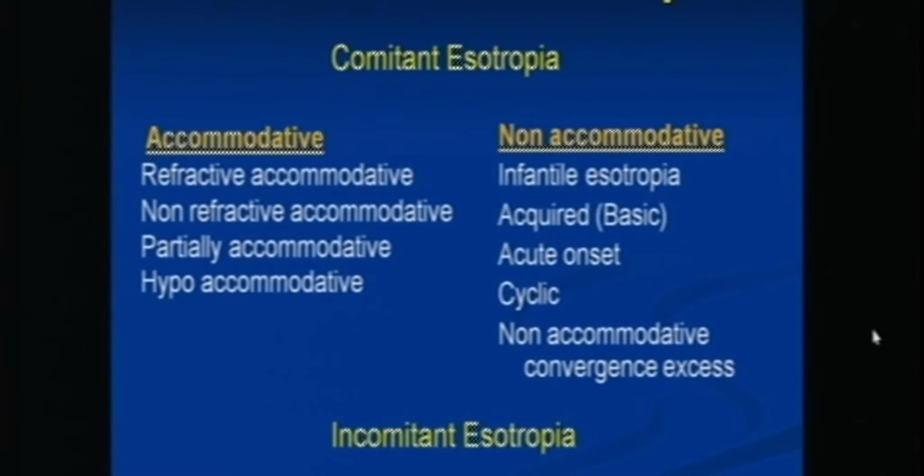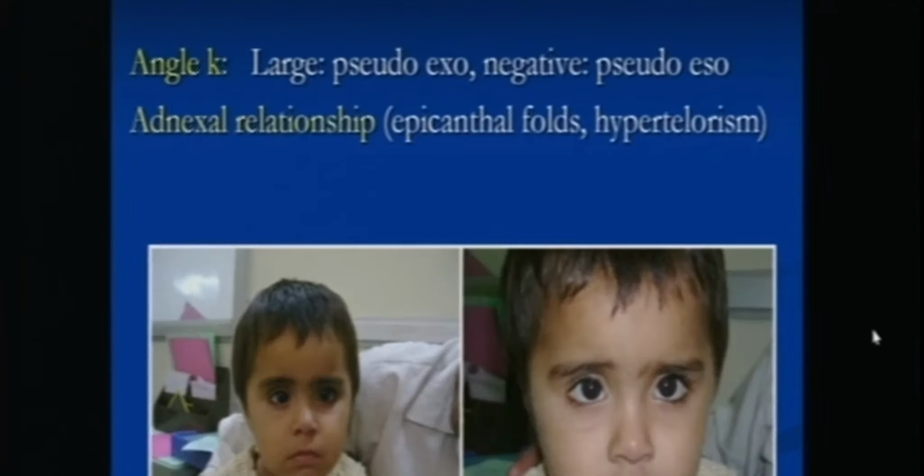The most common non-accommodative esotropias that we come across are infantile esotropias. The others are of course present, including cyclical, acute onset or late onset, and acquired basic. But with the accommodative ones, you can see a variability, a change that can happen just by providing refractive correction, which is important to pick up, because you do not want to operate on an accommodative esotropia.